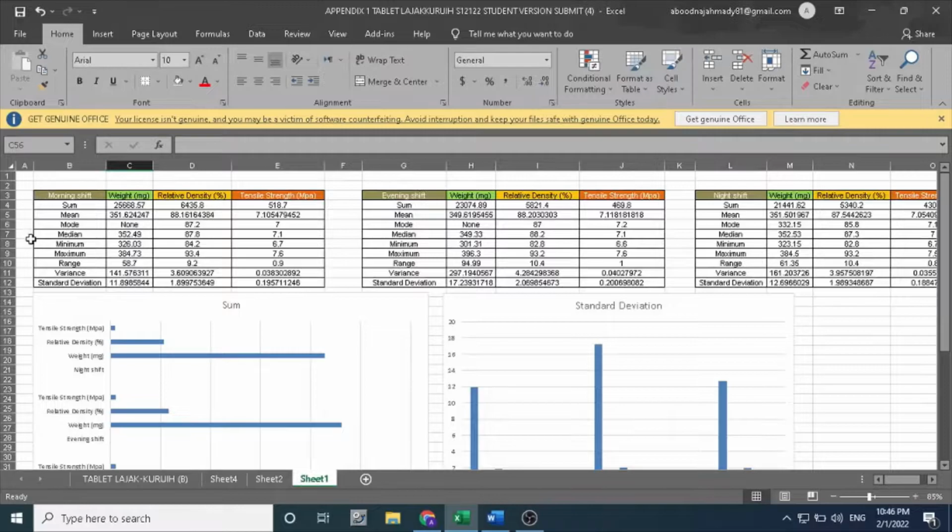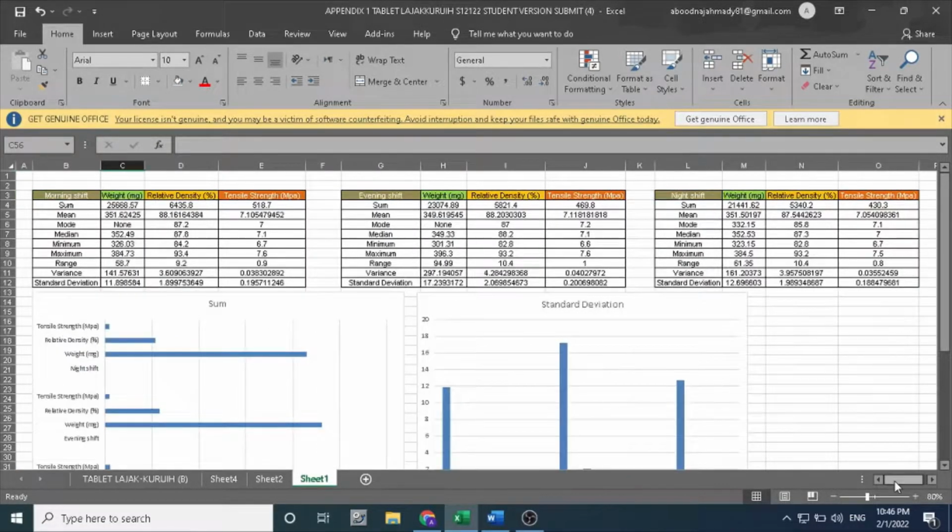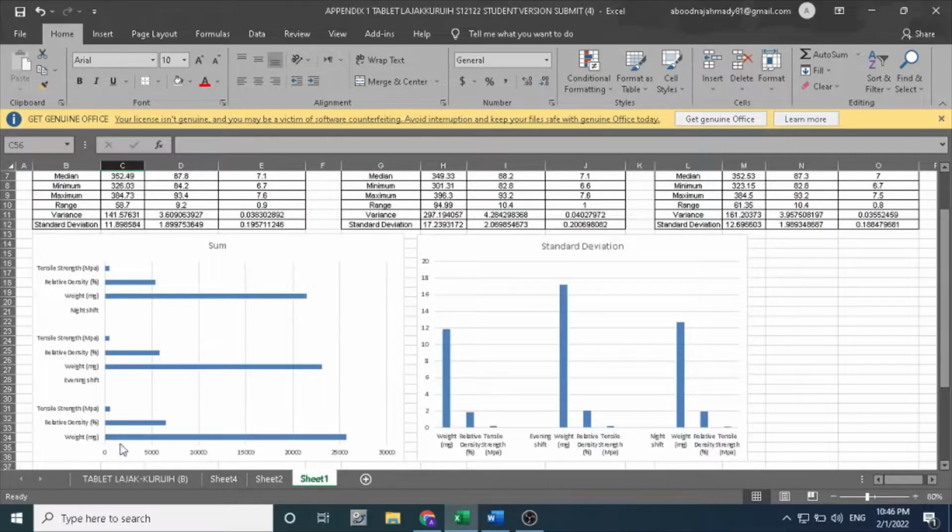Here we can see all the statistical data per shift. This is the morning shift, the evening shift, and the night shift. Here's a graph of the sum of all the three categories per shift. The morning shift has the highest weight, relative density and tensile strength, but this is obvious due to it having the highest sample count, 73 samples, followed by the evening shift, and lastly the night shift.